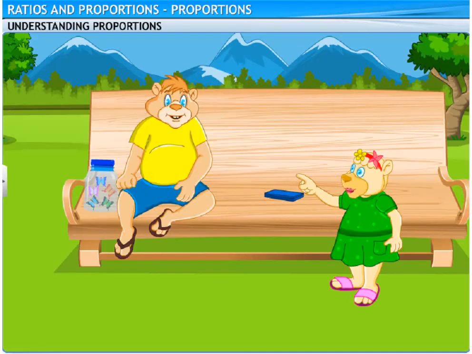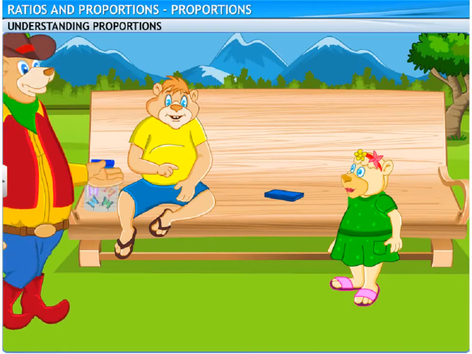Have a heart, Tammy. I gave you 5 butterflies and you're giving me only 3 beetles. That's not fair. Come on now. Why are you so angry? You had 15 butterflies, while I had only 9 beetles.